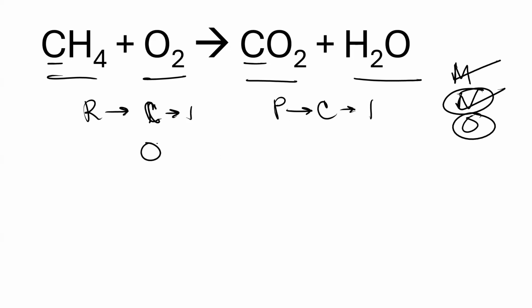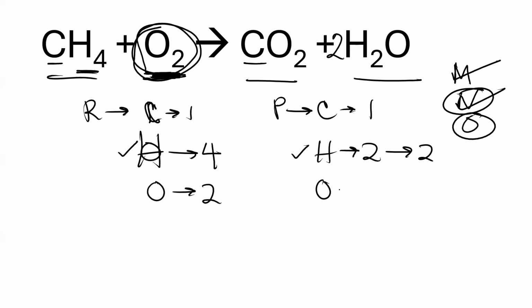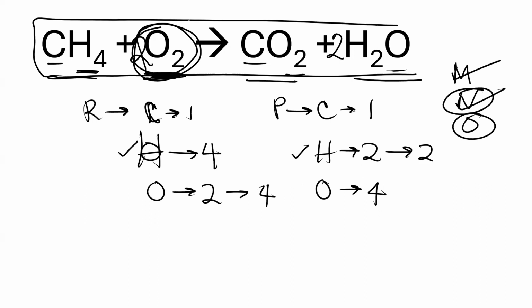So oxygen, let's leave oxygen last because there's a singular oxygen here that we can easily manipulate later. So let's start with hydrogen first. Hydrogen here in the reactants is 4. Hydrogen here is 2. So we multiply this by 2 to balance the hydrogen out. Then oxygen here is 2, and oxygen here is 2 and 2, that's 4. So we multiply this by 2 so that we get 4, and this now becomes our balanced chemical equation.